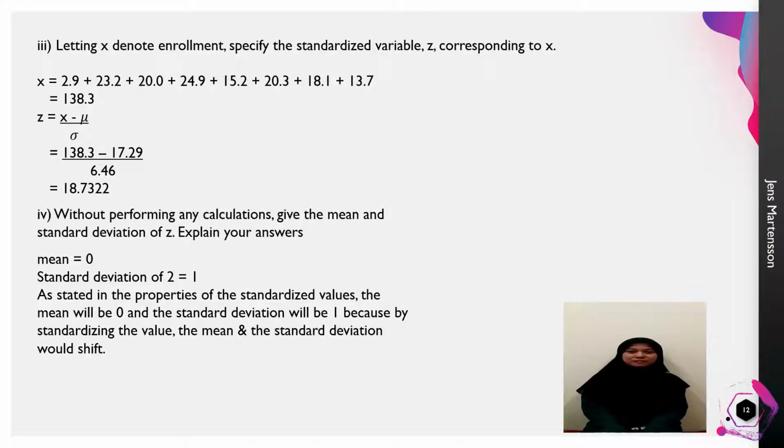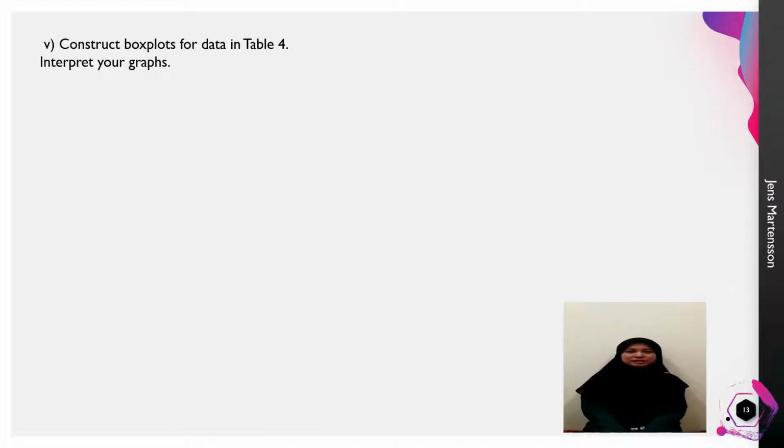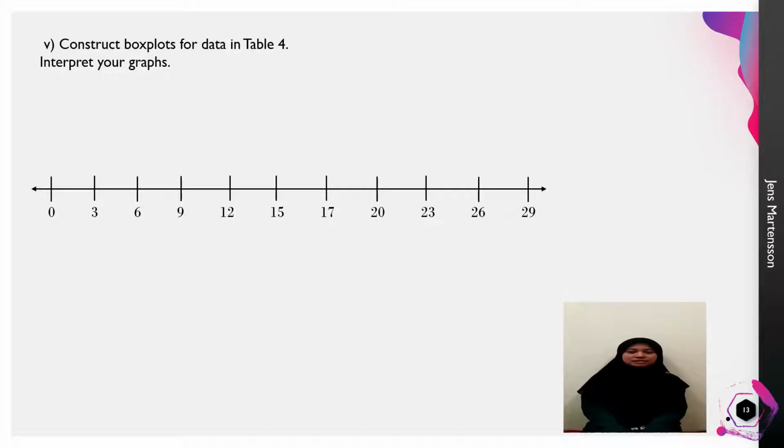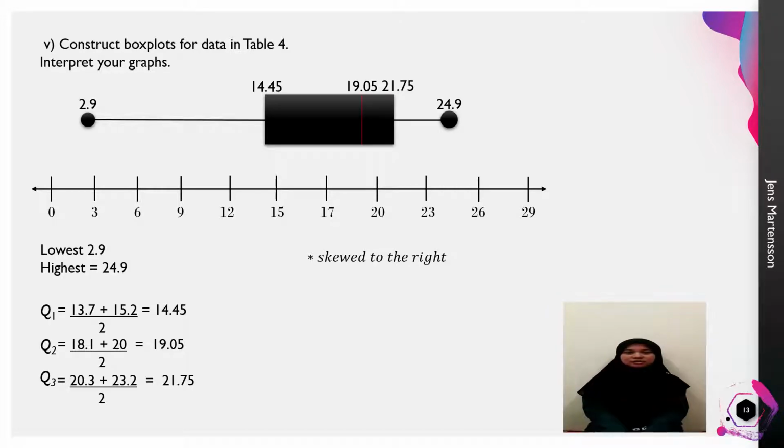For question number 5, we start off the box plot by making the number line. And then we make the box by using the quartiles we searched in the previous question. Then we search for the highest and lowest number and mark it in the plot. Lastly, we draw the lines between the numbers outside the box plot.